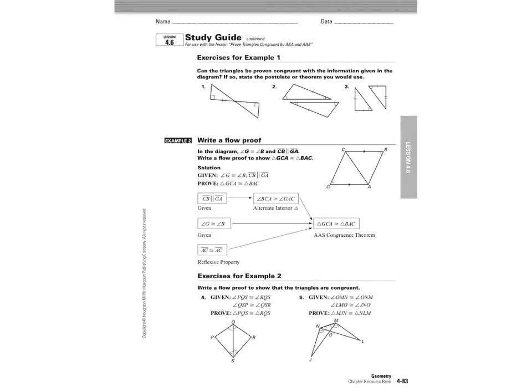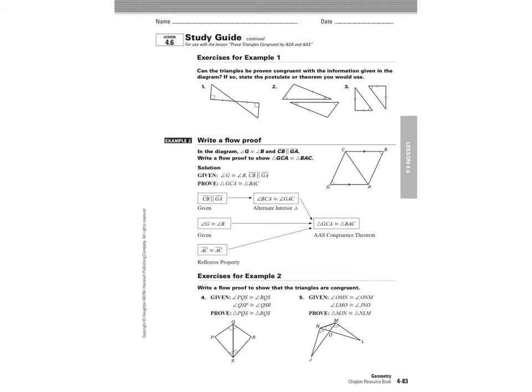And here again is a proof. It says to write a flow proof. However, the concept is the same. You're still going to pull in the same reasons and statements that you would have done if you were doing a 2-column proof. So here are some proofs.